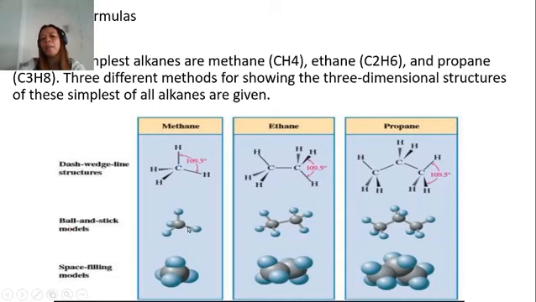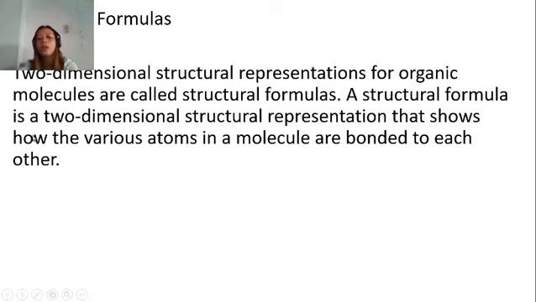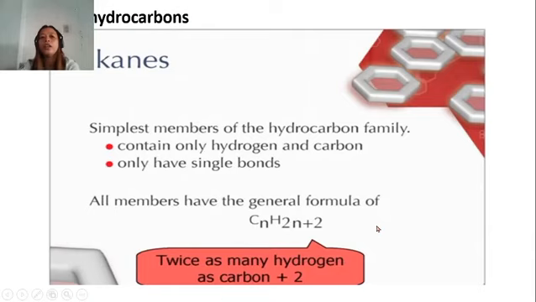We also have the ball and stick models and the space filling models. Two-dimensional structural representations for organic molecules are called structural formulas. A structural formula is a two-dimensional structural representation that shows how the various atoms in a molecule are bonded to each other. So, saturated hydrocarbons, our example the alkanes family, the simplest member of the hydrocarbon family, contain only hydrogen and carbon, and only have single bonds.